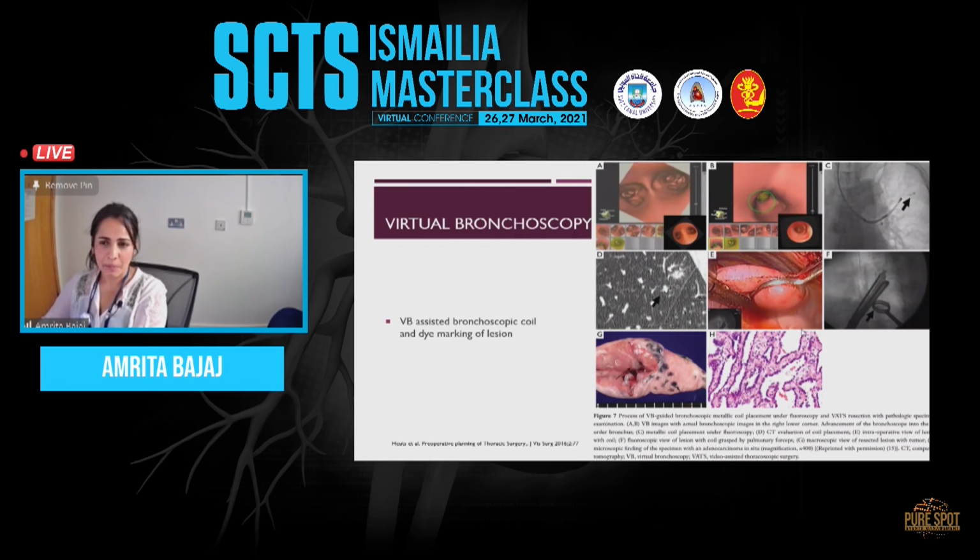I've picked up a really beautiful example of a lesion picked up on a virtual bronchoscope. It was marked using this virtual bronchoscopy. A subsequent CT showed good positioning of the marking at the lesion. This is the intraoperative view, a fluoroscopic appearance of the same site, and that was the surgical specimen.